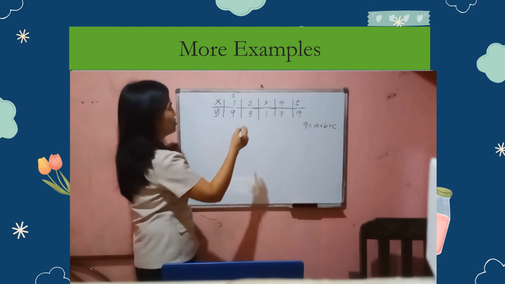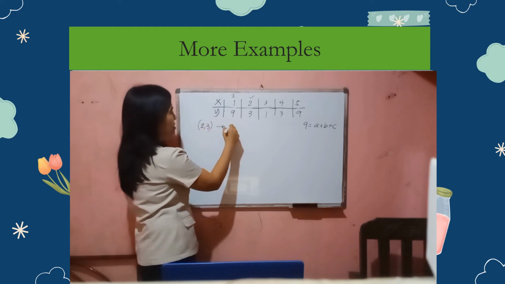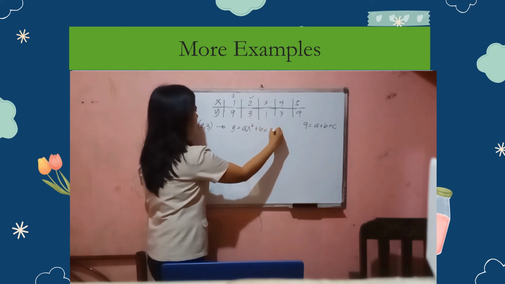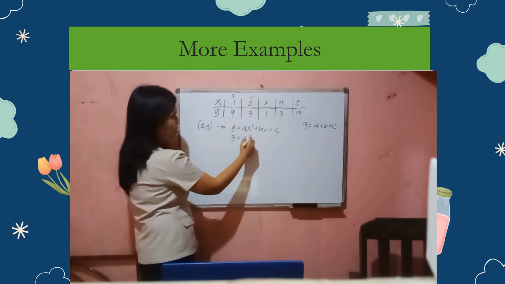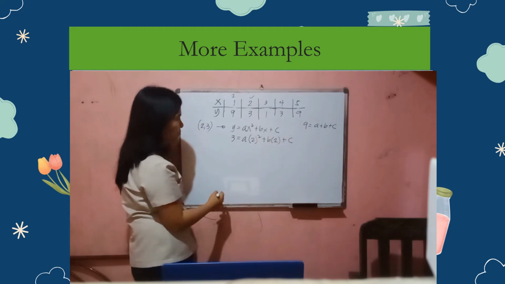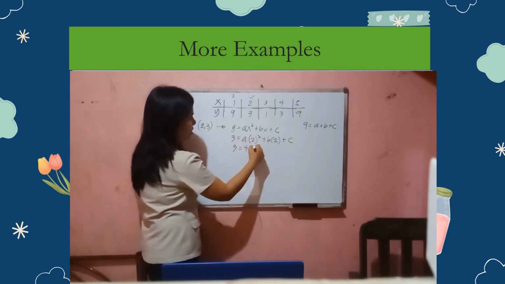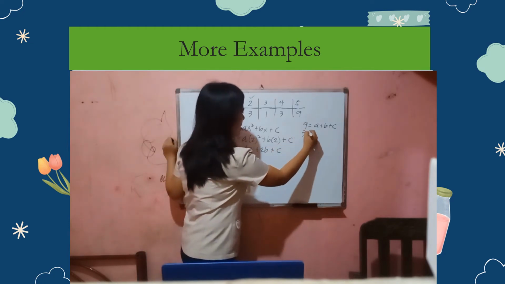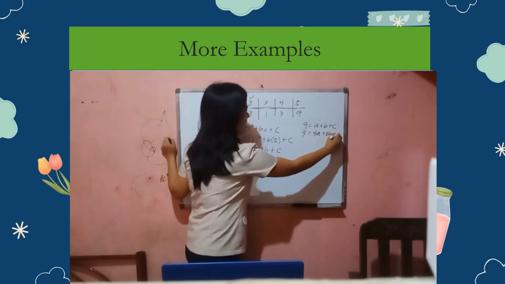Another is, itong 2 naman. 2 and 3. So, same process. Y equals AX squared plus BX plus C. So, Y is 3. So, 3 equals A times 2 squared plus B times 2 plus C. Evaluate. 2 squared is 4 times A, that's 4A. B times 2 is 2B plus C. So, ito yon. 3 equals 4A plus 2B plus C. Okay.